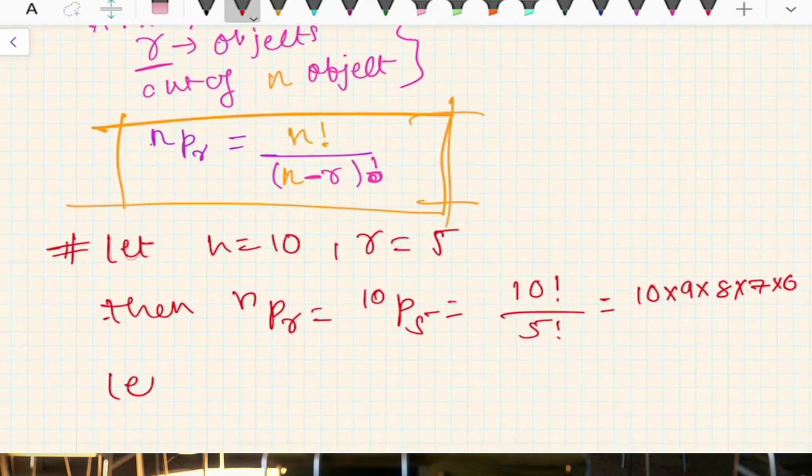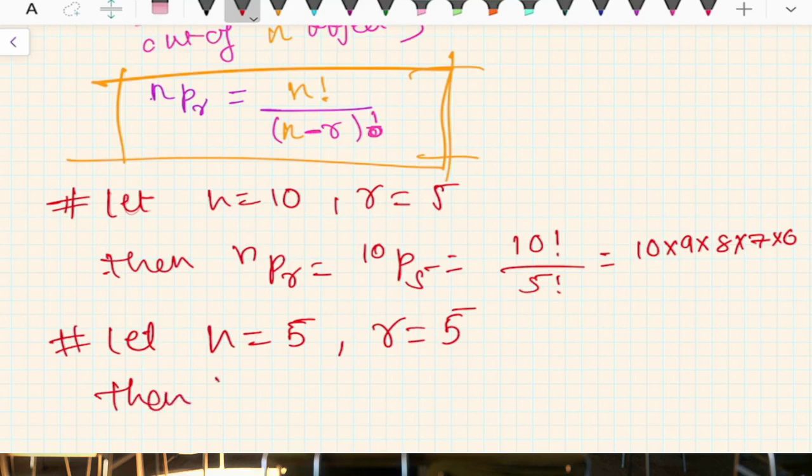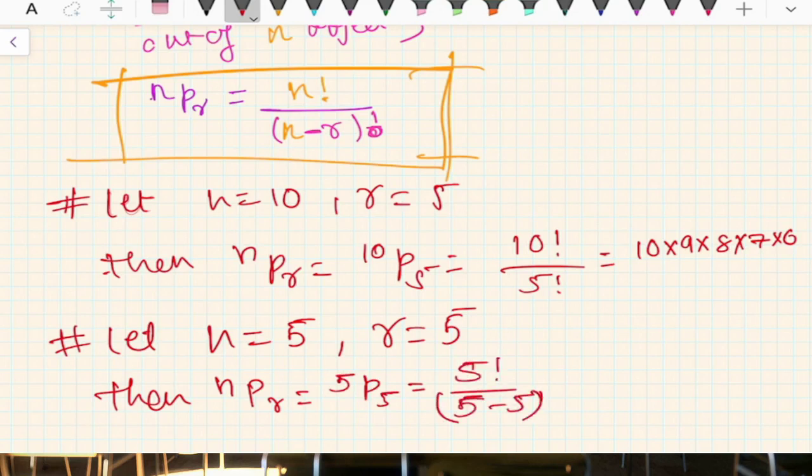Let n equal 5 and r again equal 5. Then what will my nPr be? Now I suggest you pause the video and do it on your own. You just have to put in the values. Everything is in front of you. So, hoping that you have done it, let's move ahead. So n is 5, r is 5, and in such a case what I will get is 5 factorial divided by (5 minus 5) factorial, that is nothing but equal to 5 factorial.